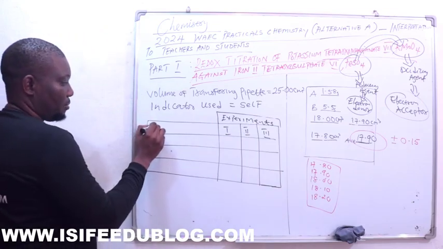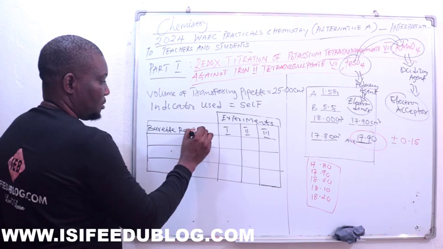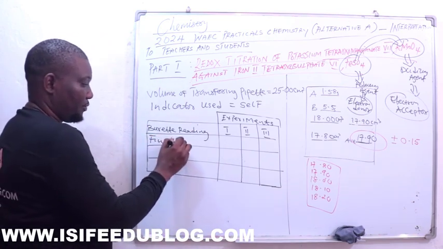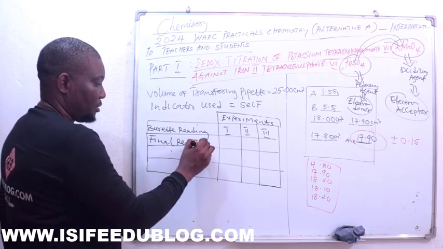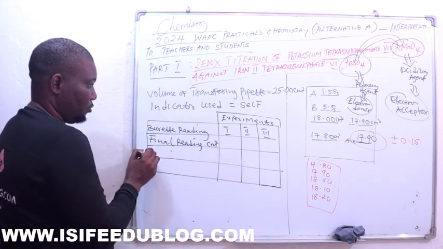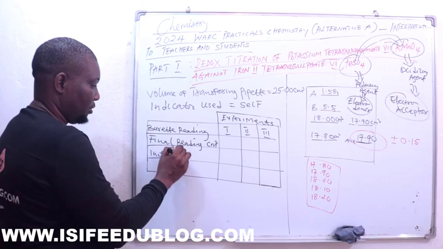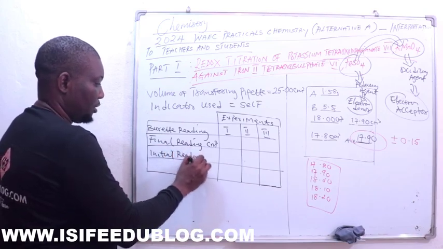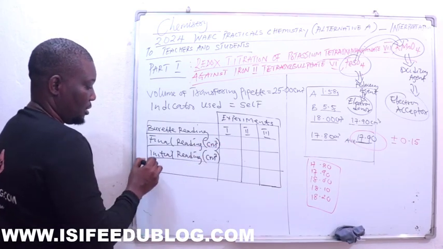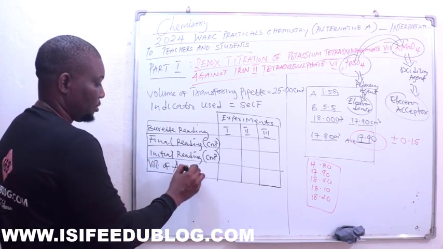This is where my burette reading goes. This is my burette reading. Are you with me? Okay, this is the final reading. And do not omit the units, that's the volume you have to measure here. Okay, this should be your initial reading, the units, and now the volume of A used.